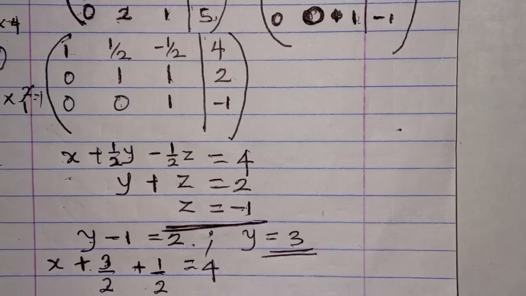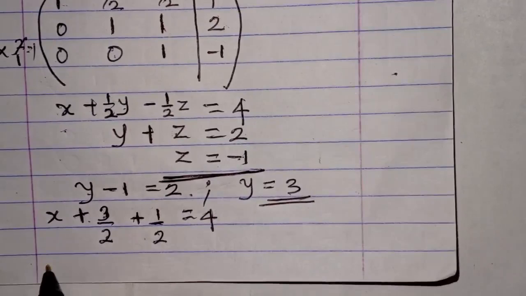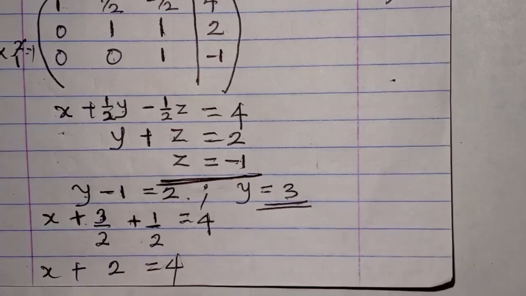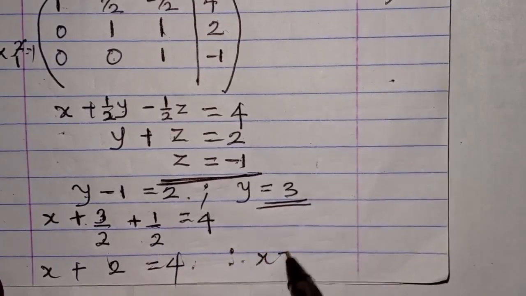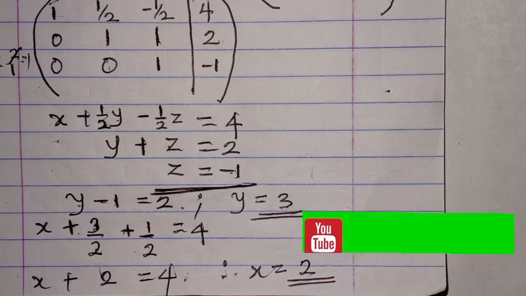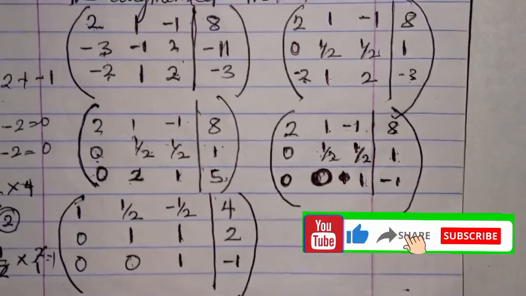So I'm having x plus 2 equal to 4. And if we collect like terms, 2 will cross and turn to a minus. It means that x is equal to 4 minus 2, and that is 2. These are the values of x, y, and z that satisfy the system of equations that we have above. This is how to do Gaussian elimination method.